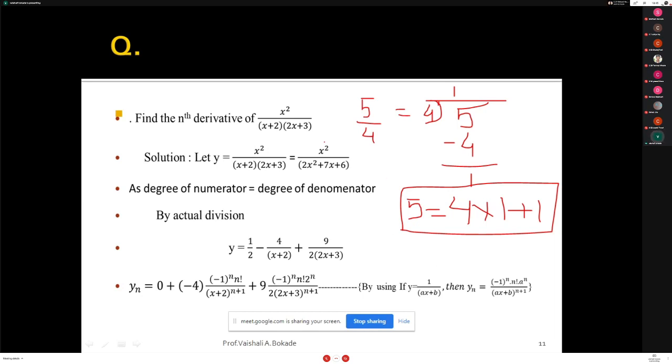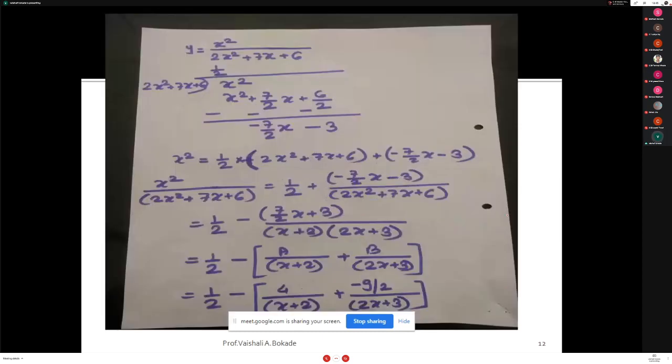So what I'm considering here is x square as 5, and 2x square plus 7x plus 6 as 4. You have to compare these things. So my dividend is x square and my divisor is 2x square plus 7x plus 6. Proceeding with the actual division, I have to use dividend is equal to divisor into quotient plus remainder. Let me go to this slide so that all of you can understand.